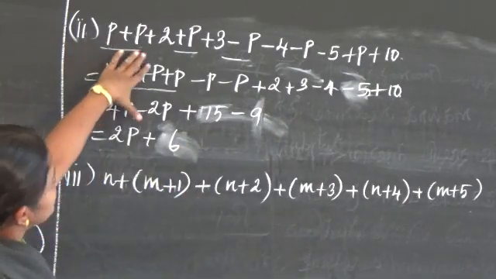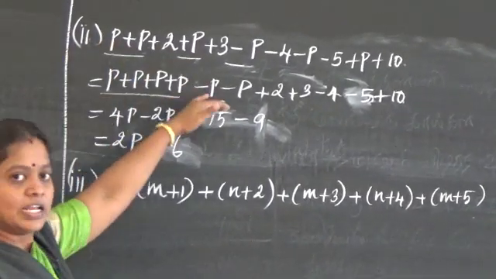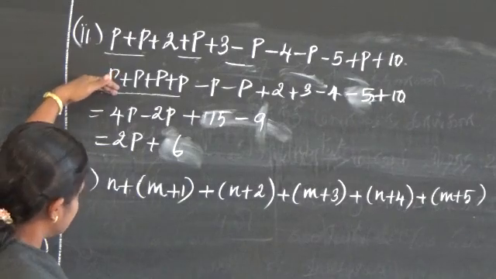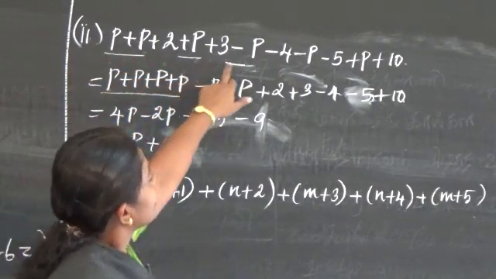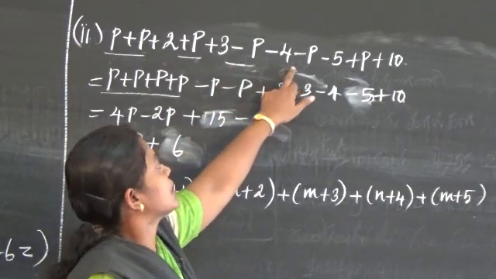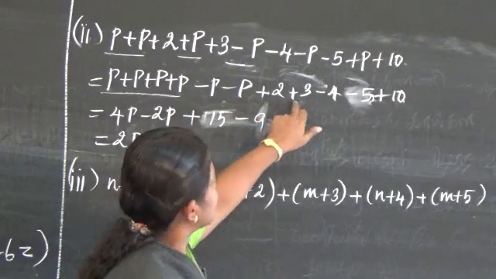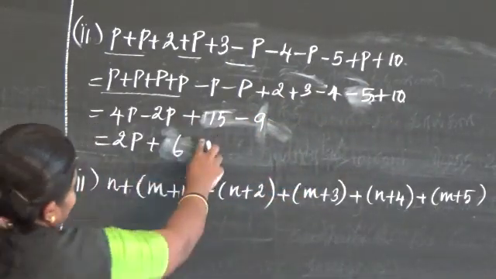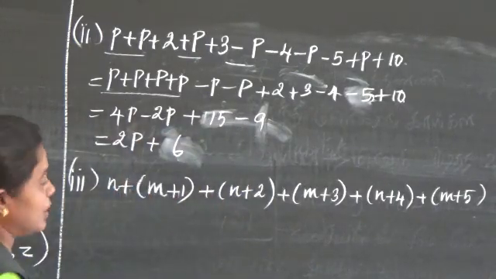First you have to group the like signs, because here plus p also is that, minus p also is that. So now I am grouping only like signs, positive signs, p plus p plus p plus p, 4p. Then negative signs, two p's are there, minus p. Then group the constant terms, 2 plus 3 minus 4 minus 5 plus 10. If you are adding, 15 minus 9, here 4p minus 2p, so the answer is 2p plus 6.